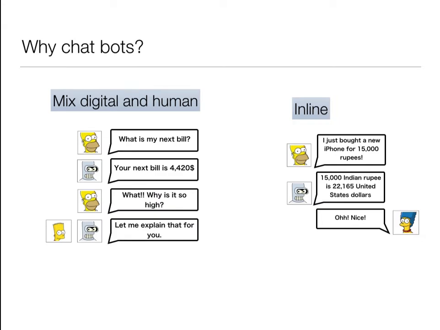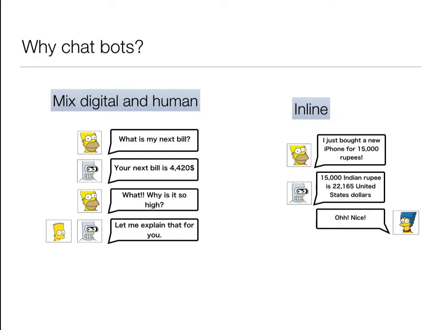You can mix human information and digital information easily with bots. So for example, if a customer talks to a support bot and he asks, what's my bill? The bot, because it's a bot and can connect to the database and check, says easily it's 4,000. And the customer says, wait, what? We agreed on $100 maximum, how can it be?